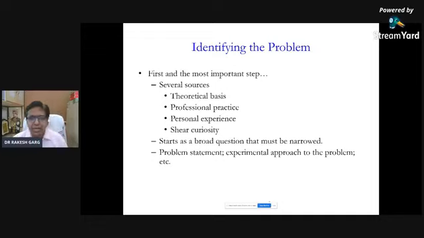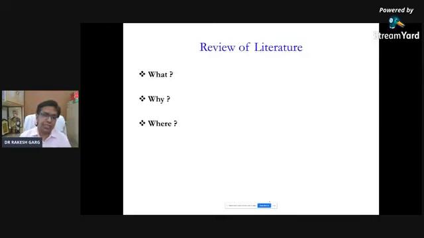And this is the basic crux: when we want to do a study, don't copycat from somebody. Think whether there is some problem in the clinical practice, either from your own or from some others, or from the review of literature. And that is what you require, a review of literature.